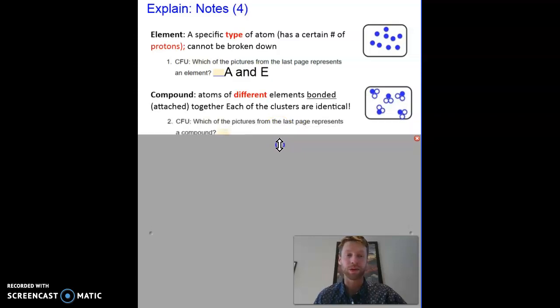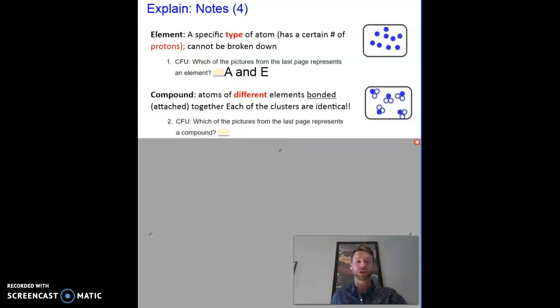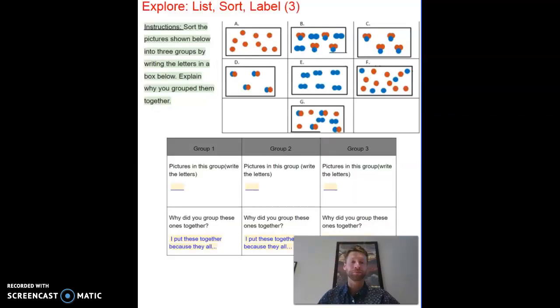Okay, when you're ready, let's go ahead and look back to see which of our models from our ENGAGE actually represent a compound. Take a moment and look at all the pictures and try to find which represents just a compound. Remember, it should be two or more different atoms attached or bonded together, and each of the clusters needs to be identical.